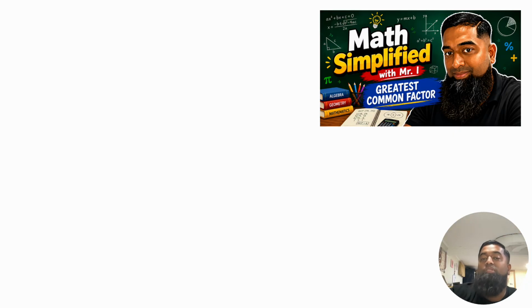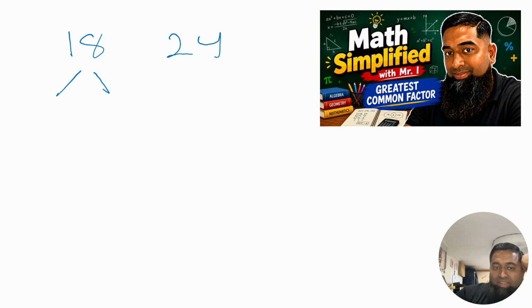Let's say you're trying to simplify a fraction. How do you do it? You have to know the greatest common factor to reduce it to the simplest form, right? So we're going to take two numbers, and we're just going to see real quick. So let's say we had 18 and 24.